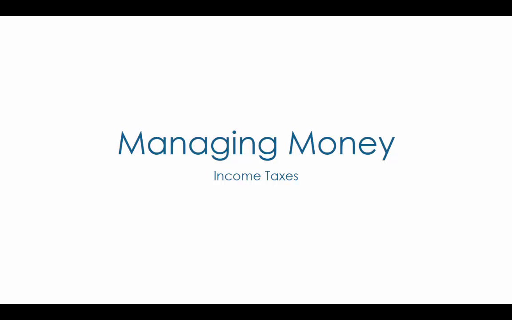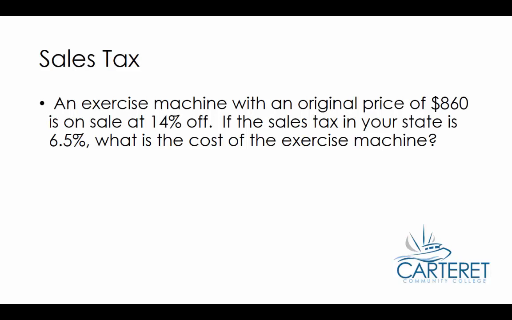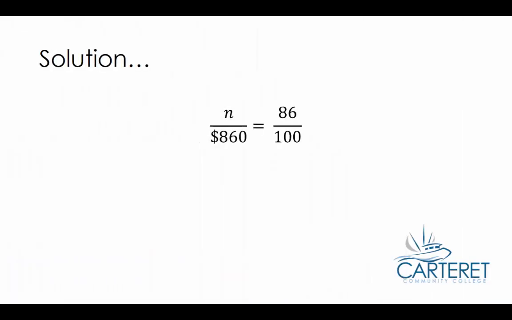Managing money, income taxes. We've seen taxes before in the form of sales tax. Let's take a look at a quick reminder. An exercise machine with an original price of $860 is on sale at 14% off. If the sales tax in your state is 6.5%, what is the cost of the exercise machine? Remember, when we set up a percentage problem, we use proportions.